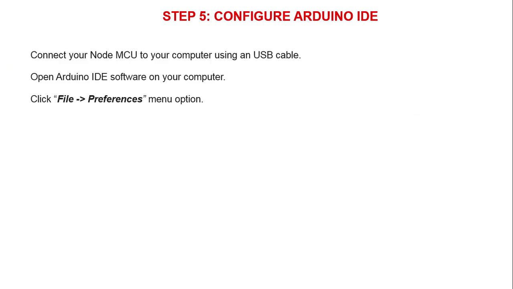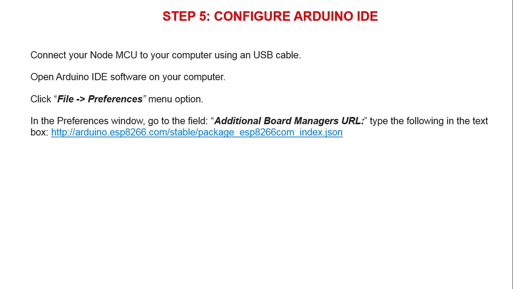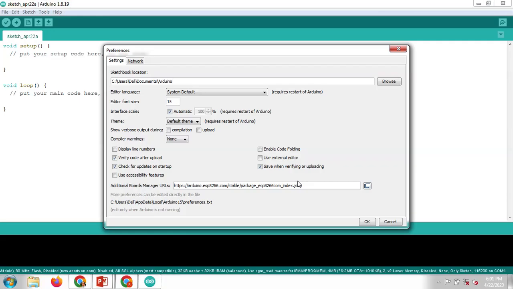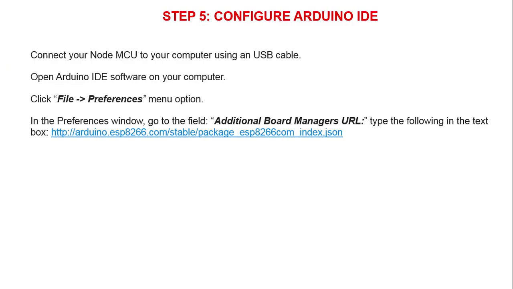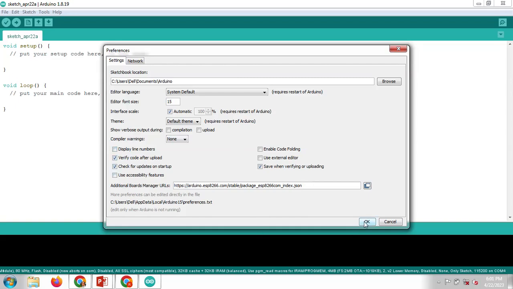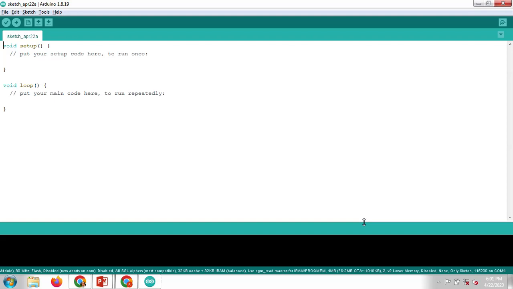In the Preferences window, go to the field Additional Boards Manager URLs. We can see that Additional Boards Manager URL field. Paste the Arduino link which is available here, type the following text, which is the complete link, and paste it here. Then just click OK to save and close the window. We press this OK button, and this will close the window.